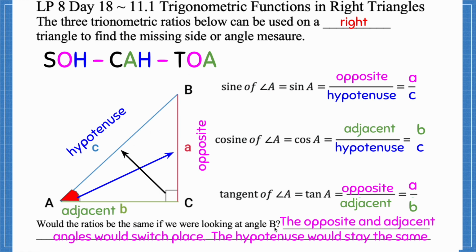Would the ratios be the same if we were looking at angle B? If we looked at angle B instead of angle A, the opposite and adjacent sides would switch places. The hypotenuse stays the same. If I'm looking at angle B and I go to the opposite side, now it's down here. This is opposite. And adjacent, the side right next to it that's not the hypotenuse, is the adjacent side. So opposite and adjacent can switch places when we switch angles, but the hypotenuse cannot.